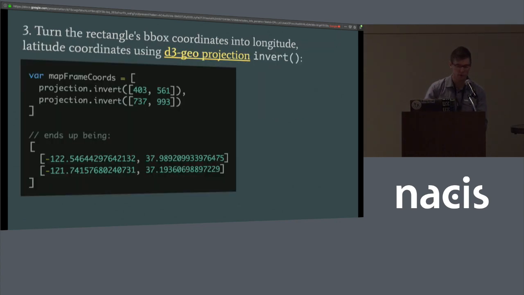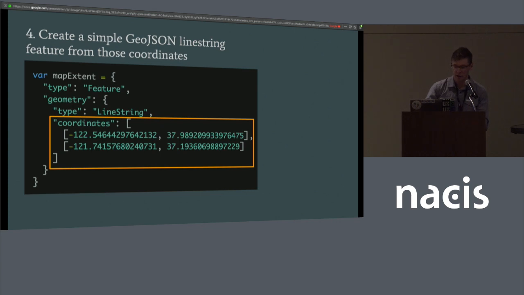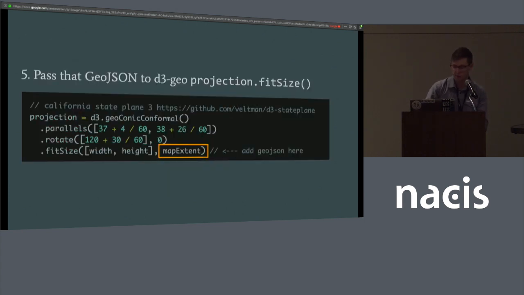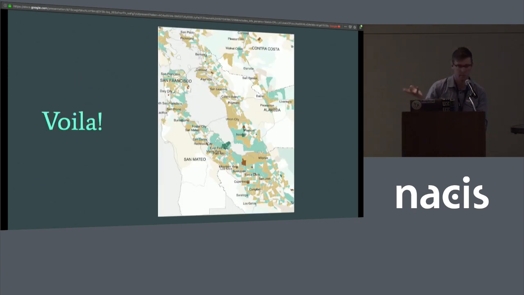And then using D3Geo's projection invert method, I can plug in those values and turn them into geographic coordinates or a bounding box. So up top is the coordinates from Illustrator, and at bottom is the longitude, latitude coordinates of my bounding box. Next, I'll create a simple GeoJSON line string feature, meaning just a diagonal line from point A to point B. And then if I plug that into D3Geo's projection fit size method, I will have cropped my map.